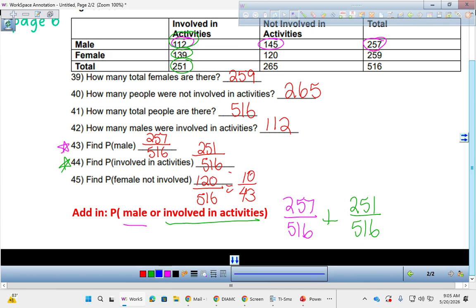What I need to do is subtract the overlap. What number do you think is the overlap? Connor? Oh, go ahead. 112. 112 is where I circled in pink and green. It's where male and involved in activities happens at the same time. It's the males who are involved in activities. I need to subtract the 112.